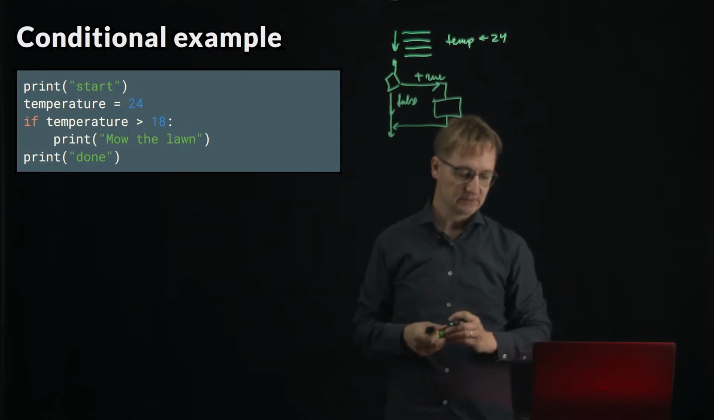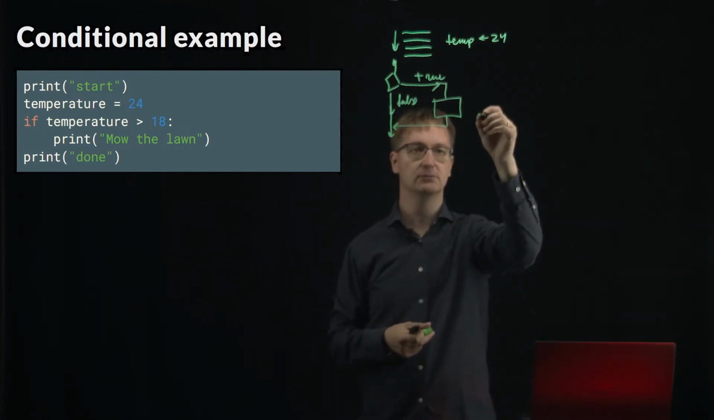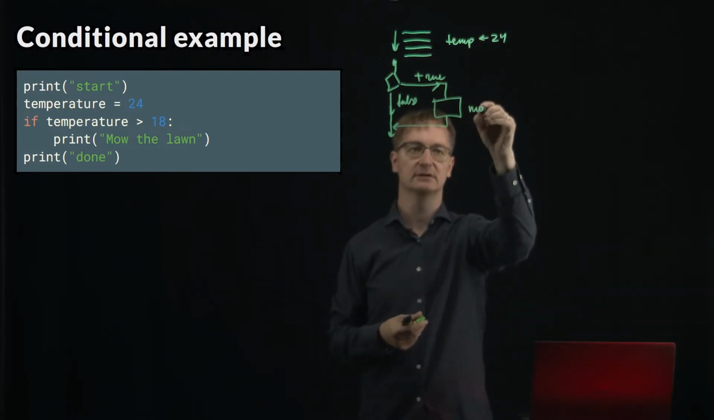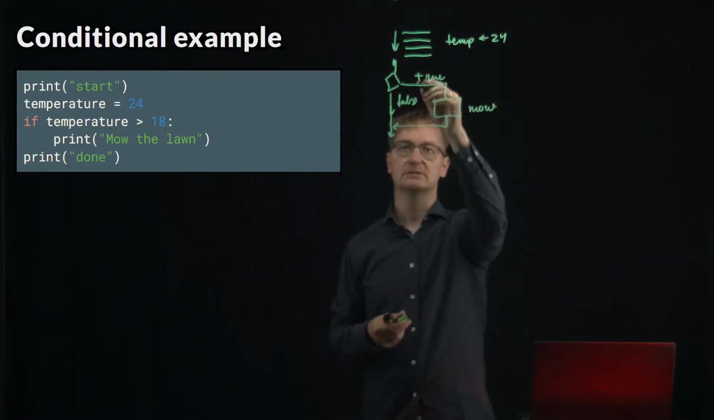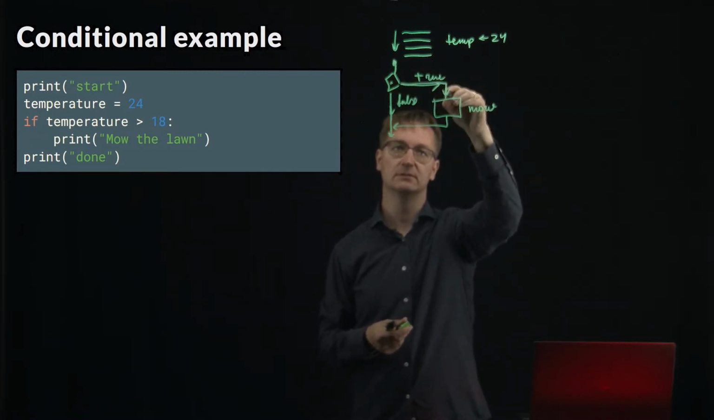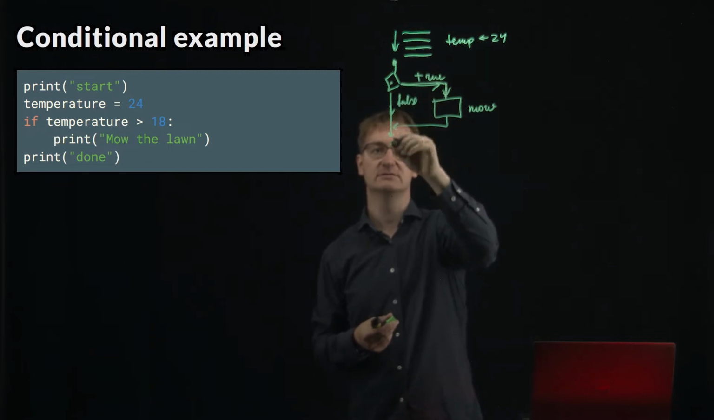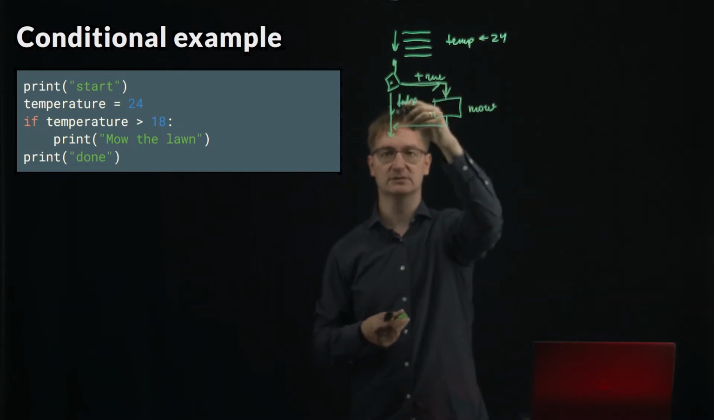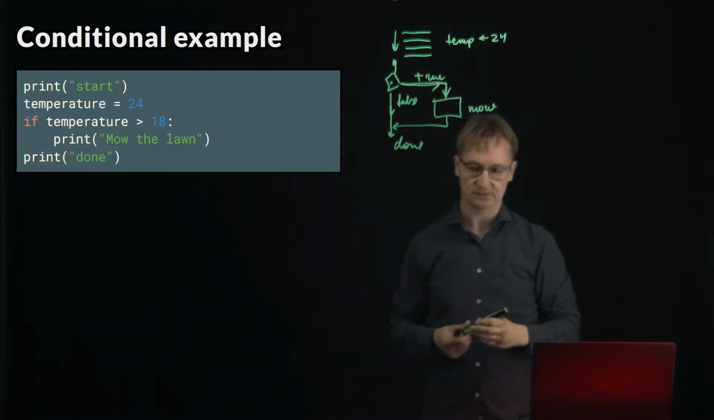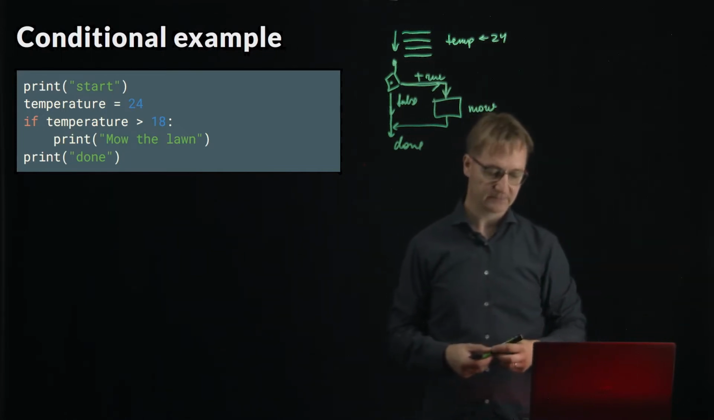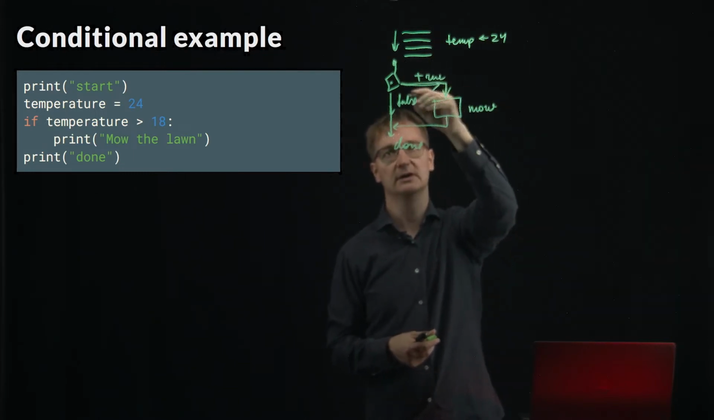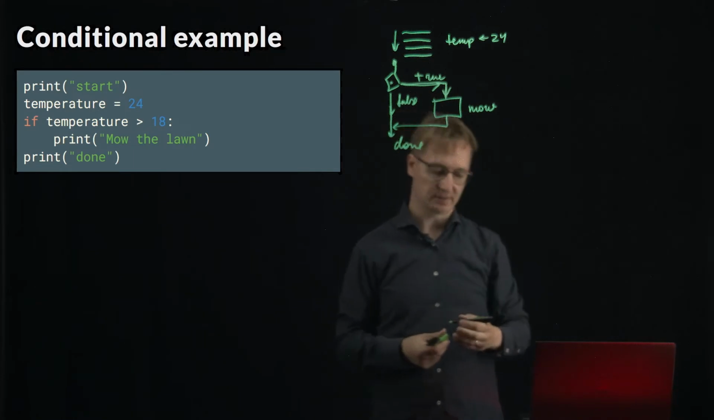For example, here we print out that we should mow the lawn. Because it's warm, we can cut the grass. So if the condition here is true, then we follow this line, and if it's false, then we just skip this part and follow the code after the condition, and it just prints out done. So if the temperature would be, let's say, 10, then we won't come here and we just go directly to this done part.